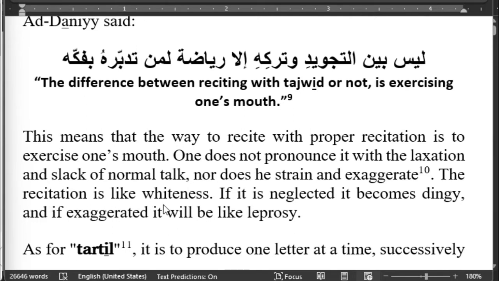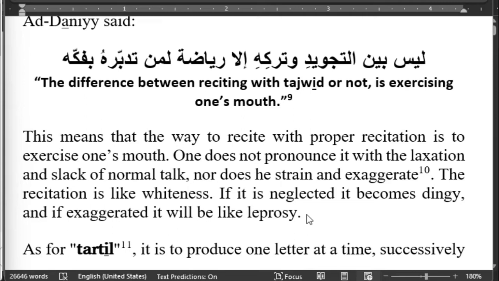The recitation is like whiteness. If it is neglected, it becomes dingy, dirty. And if it is exaggerated, it will be like leprosy. Yani becomes sickening. So when one recites, one then puts more effort exercising his mouth without straining. So how are you going to recite? The next time you pray, for example, you're going to recite your Fatiha with some effort without pushing too hard.